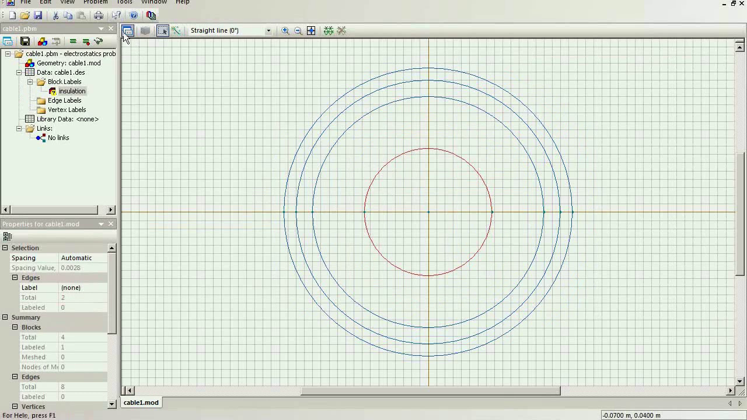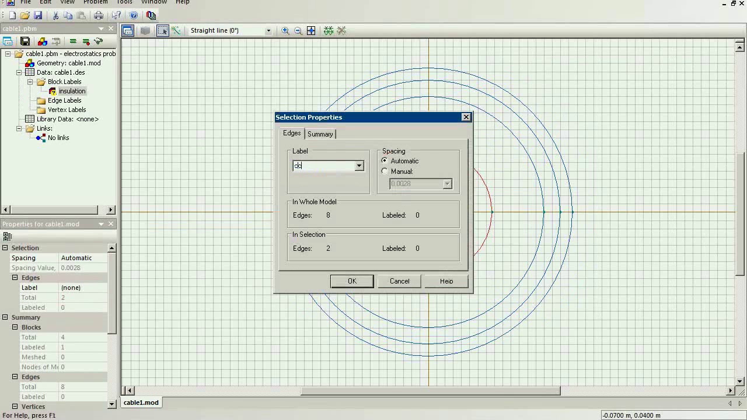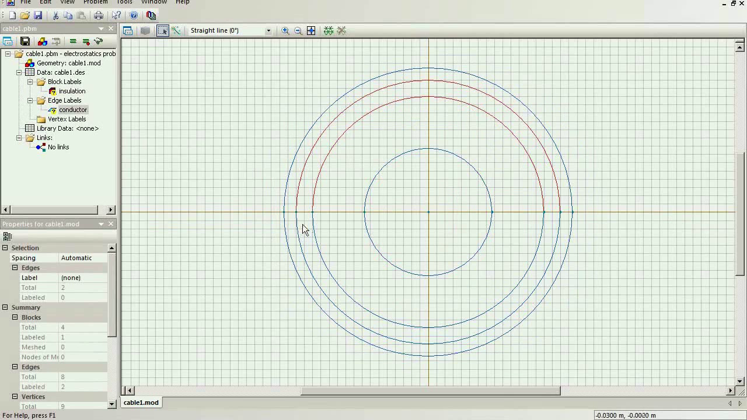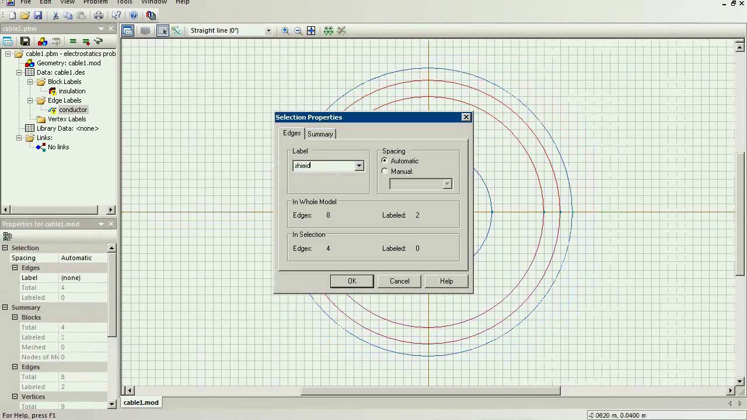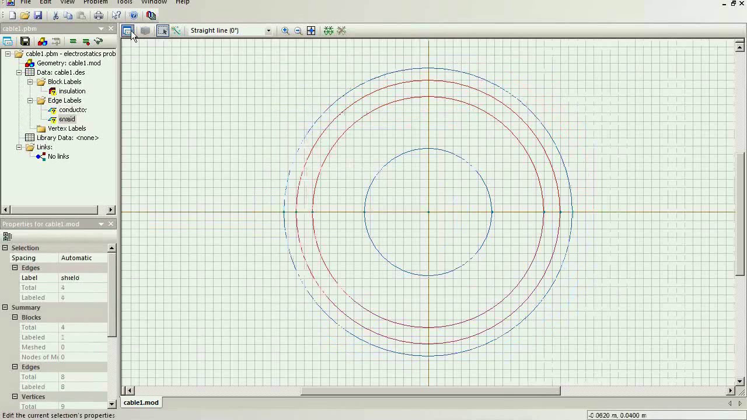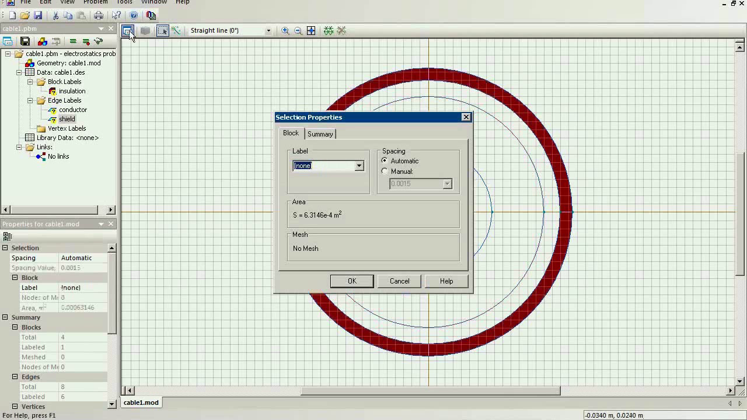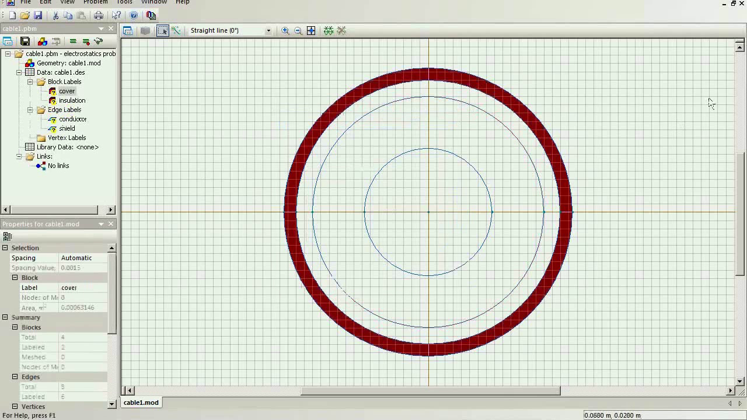This is the insulation. And this is the conductor. And this is the shield. And this is the cover.